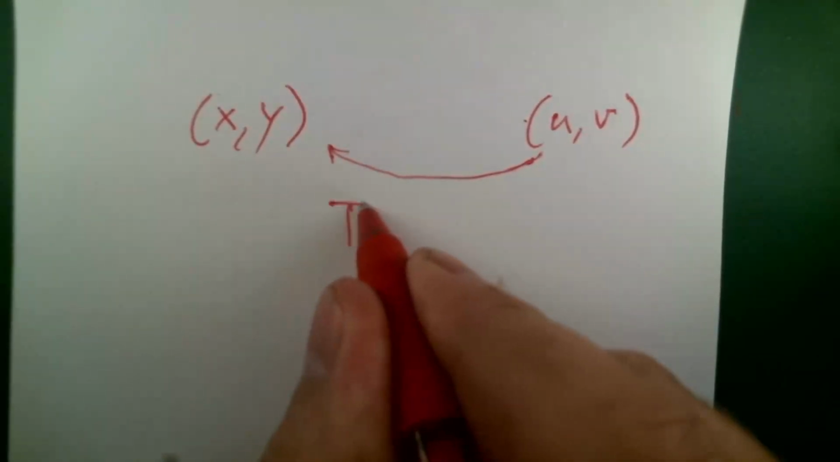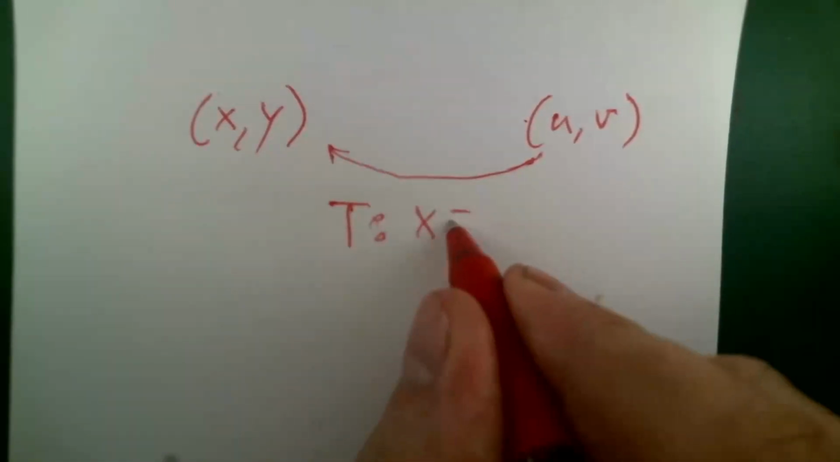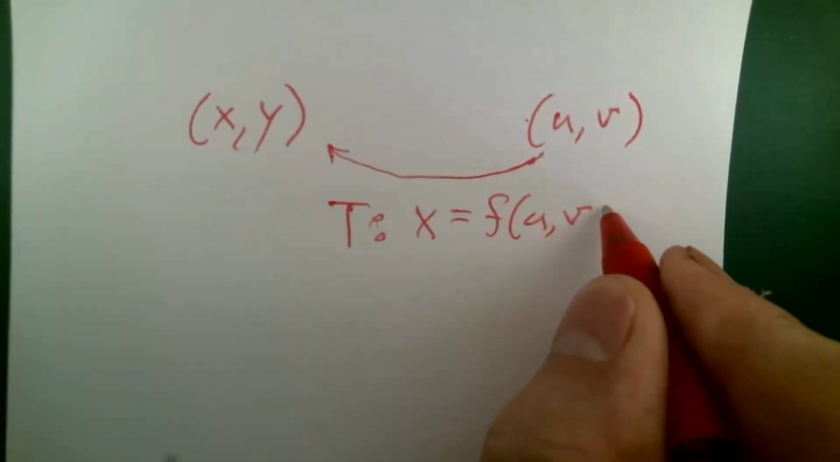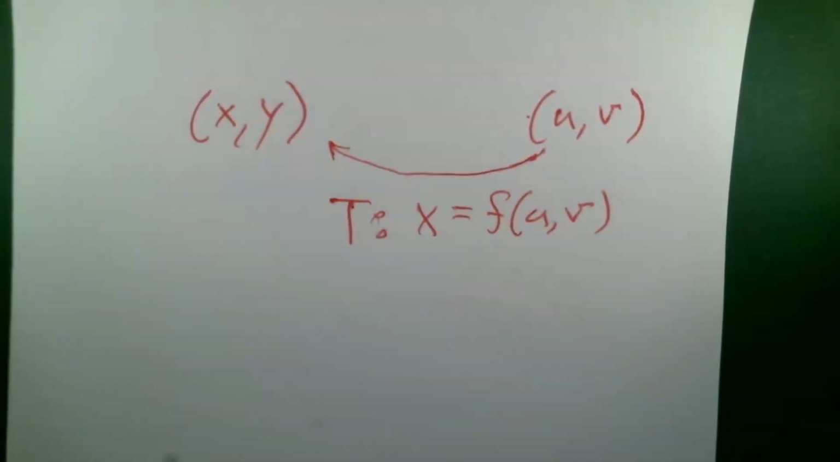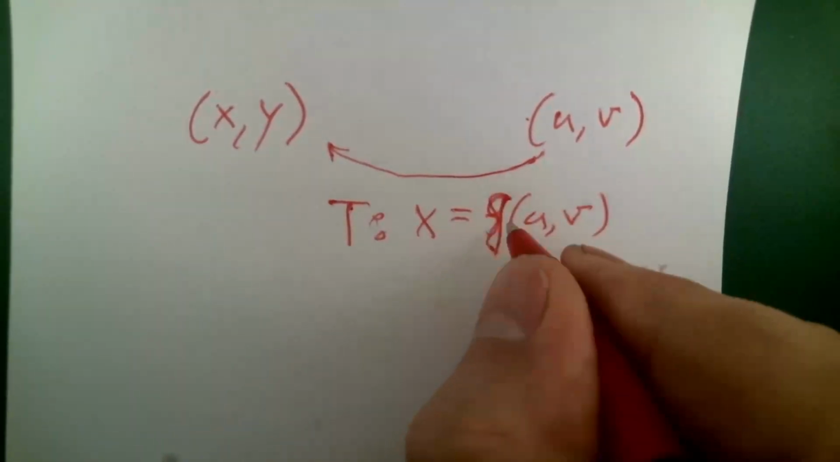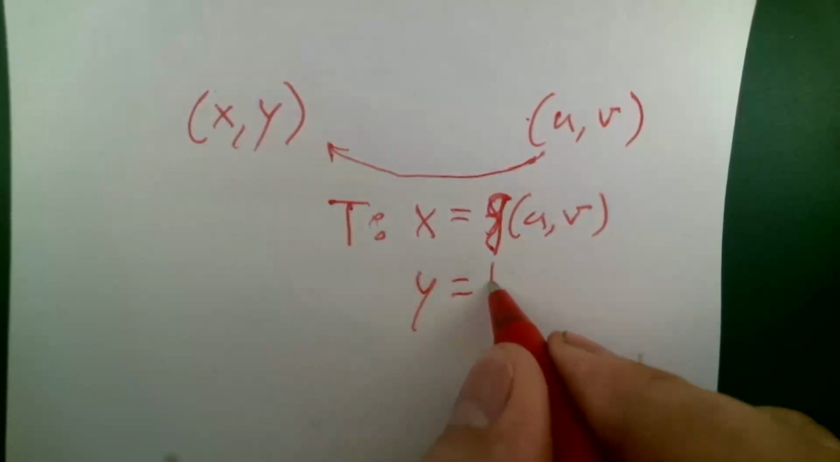This transformation has sort of two elements to it. x is equal to some function of u and v. I hope I'm not changing the names from what they say in the book. Yeah, figures, they called it g. So I don't want to change the names. g of u and v, and y is equal to h of u and v.